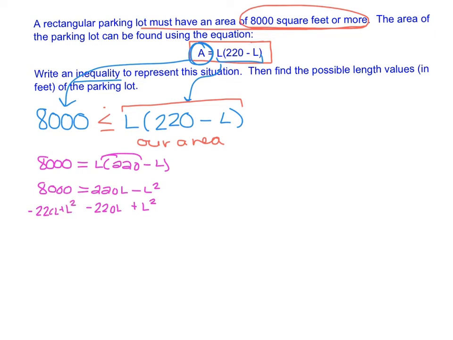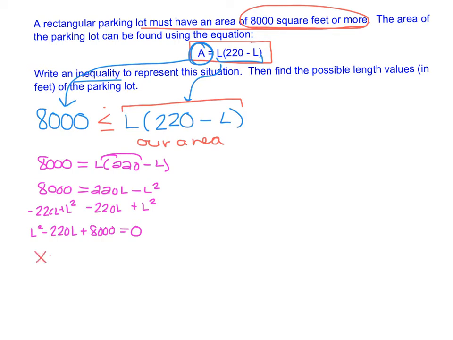And again, you can just subtract the 8,000 over if you would like. This is just what I prefer. So I have L squared minus 220L plus 8,000 is equal to 0. And then from here you have to decide which quadratic solving strategy you want to use, so completing the square, factoring with the ABC method, quadratic formula. I'm going to choose here to use the quadratic formula just because some of the numbers are so large.